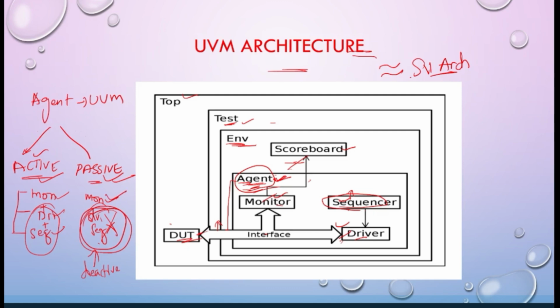You all know that the work of the monitor is just to monitor the values. So only when you need to observe the values, only when you need to observe the data flow, you choose passive, and when you want to drive the values, you choose the active agent. So this is the difference between active and passive agent, right? Apart from this, everything is common within the UVM architecture.